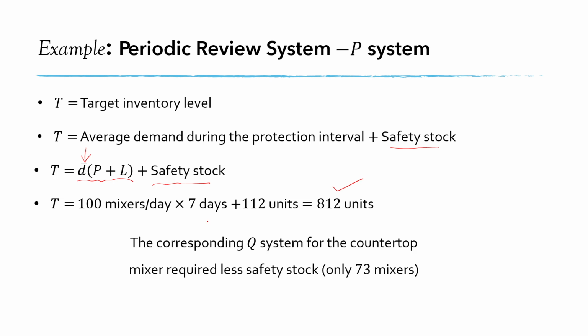Now the corresponding Q system for the countertop only required 73 mixers. However, as an operations manager, you should be well aware of the fact that other factors may influence the decision in favor of the P system.